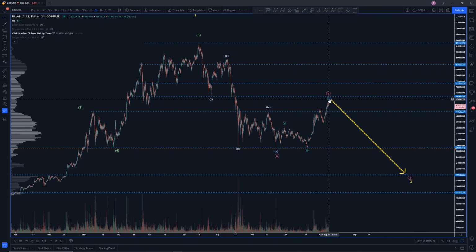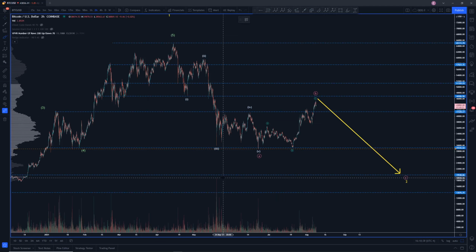I do think it's the strongest count moving forward, and especially if we start to downturn and we break below these lows into here around $37,000, then I believe this count will definitely be in play and will be headed down towards that next support line, likely around $20,000.